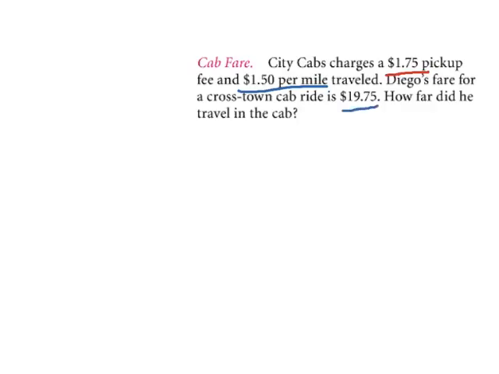What's his total fare? All right, but what are we looking for? Well, once again, what are we looking for almost always comes from the very last sentence of the word problem. How far did he travel? So x equals distance. And what are the units on that? Distance here is in miles because I see $1.50 per mile earlier in the problem. So x is distance in miles.